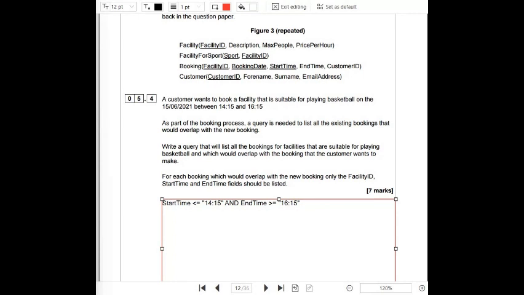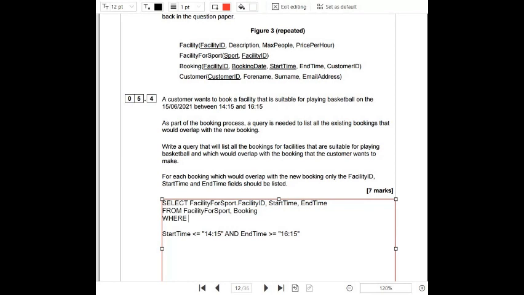And then what we're going to need is obviously to start a query, we need to select facility for sport, and we're going to use the dot, which is the join. So it's facility ID, start time, end time. And we're going to take it from facility for sport, and we're going to take it from booking.